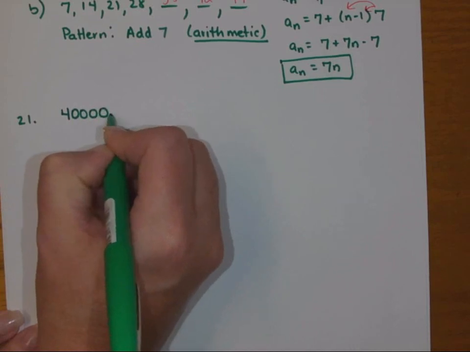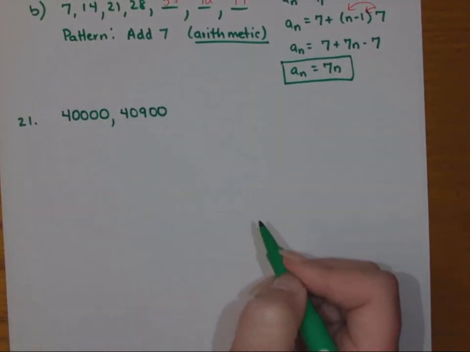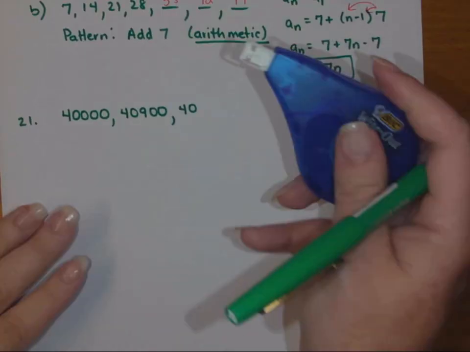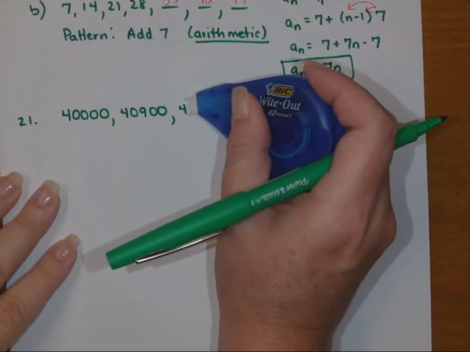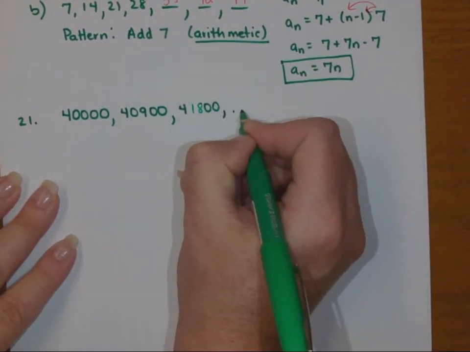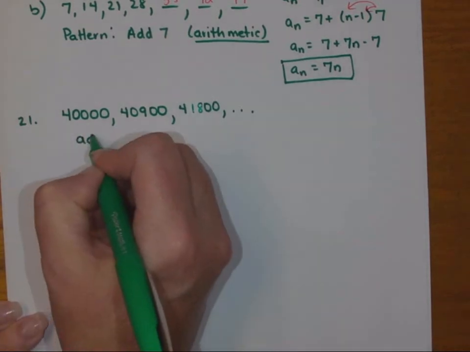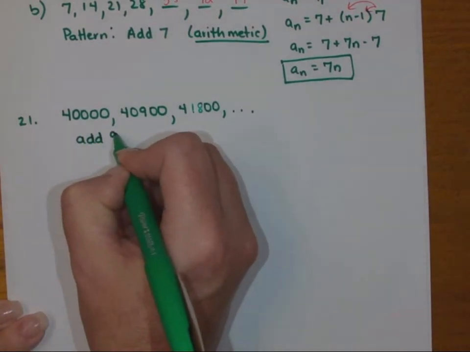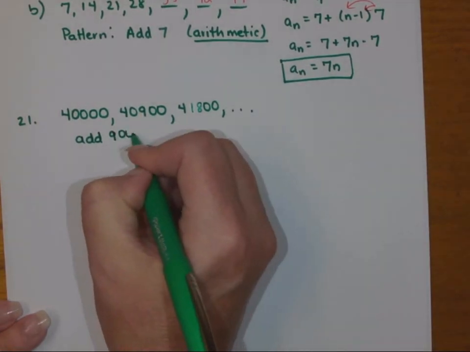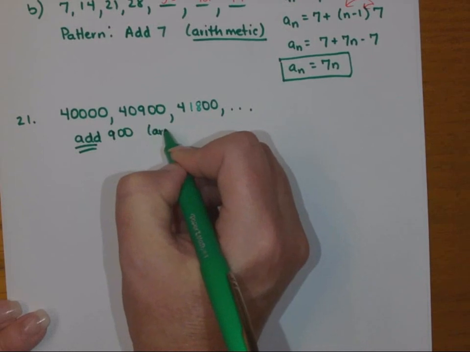So let's just list out a couple of your pays. Year 1, you're going to get 40,000. Year 2, you're going to get 40,900. Year 3, you're going to get 41,800. And then so on and so forth, right? So hopefully you can see the pattern is that we're adding 900 every time. Okay, so because it's an addition pattern, that means it's arithmetic.